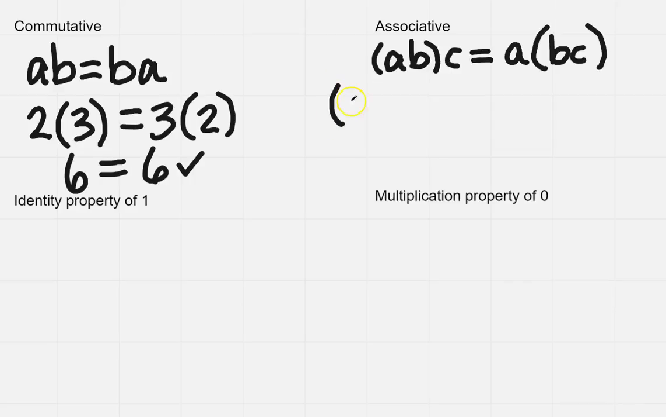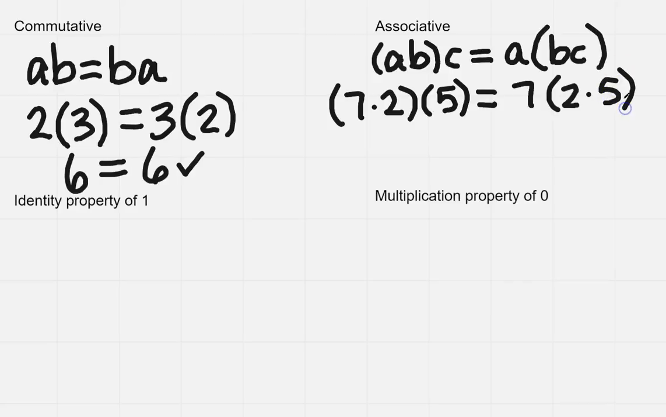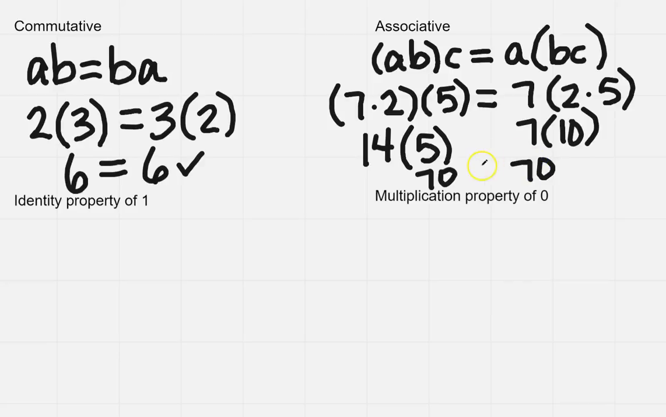Well, what if we have like 7 times 2 times 5, and then we do 7 times 2 times 5. Well, 7 times 2 is 14 times 5. So 14 times 5 is 70. And over here we've got 7 times 10, which is also 70. So those are the same. So we see that the associative property is true.